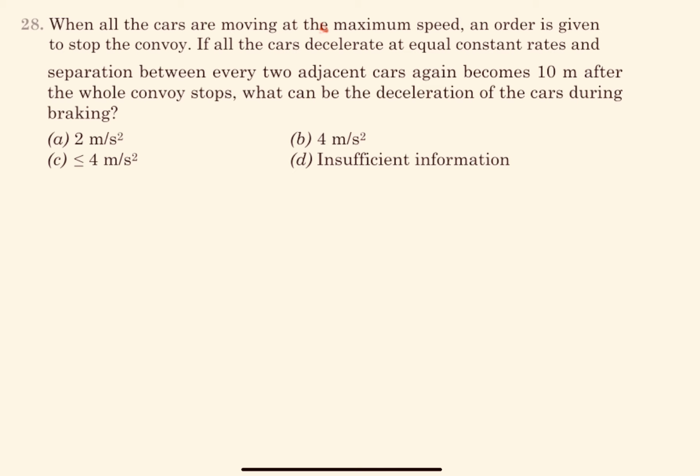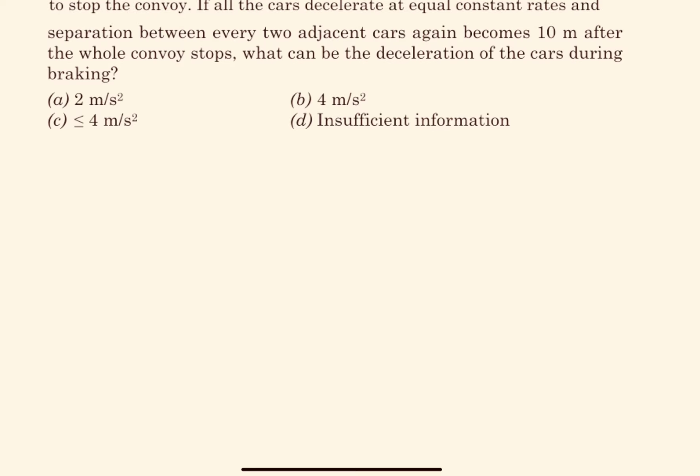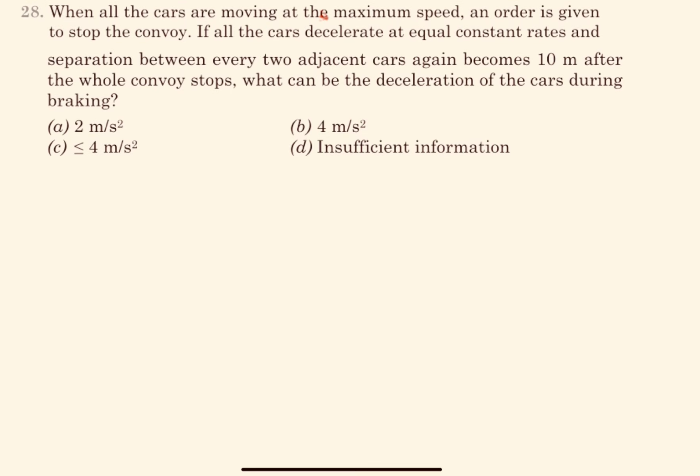When all the cars are moving at maximum speed, an order is given to stop the convoy. If all the cars decelerate at equal constant rates and separation between every two adjacent cars again becomes 10 meter after the whole convoy stops, what can be the deceleration of the cars during the braking? So it's given here that finally the separation again becomes 10 meter, which means that it is reducing from the current 110 to finally 10, and that means the relative distance that must be covered would be 100 meter, right? So again, let's draw the graph.